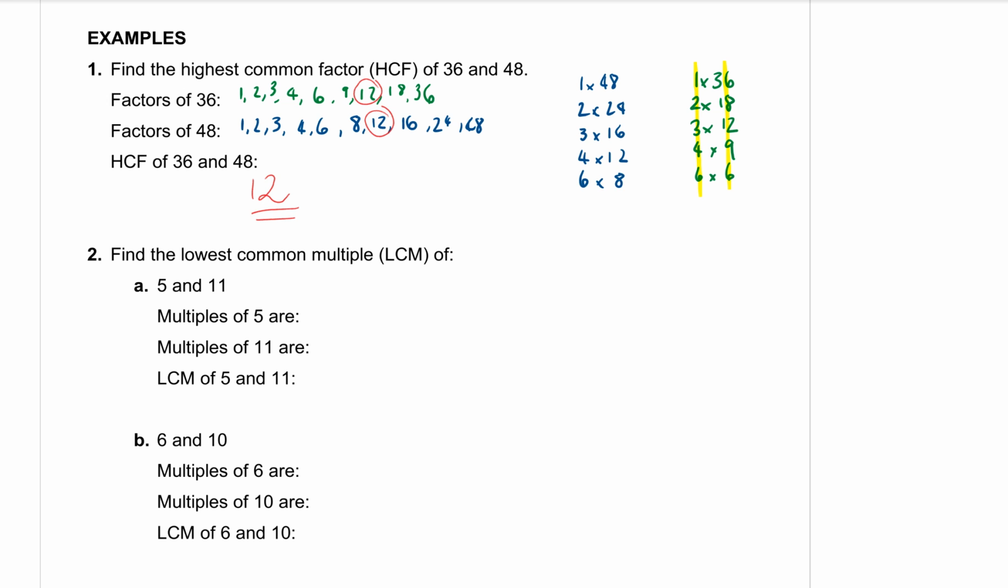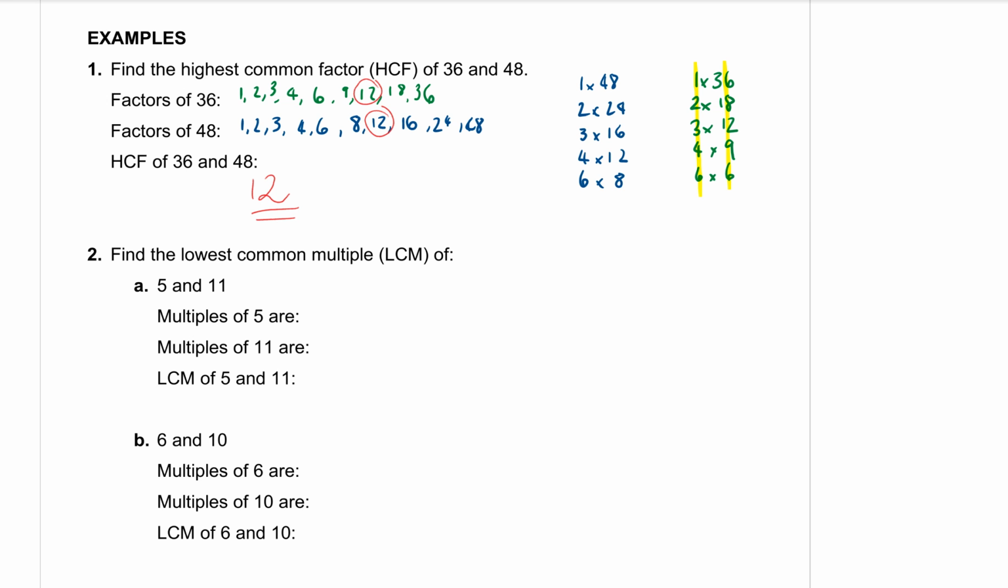Please take the time to actually write out your factor lists. People who try to just go 12 in their head often make a mistake, which is why that second method at the top of the page, often people make a mistake if they try to use that method for finding the lowest common multiple. All right, question 2.